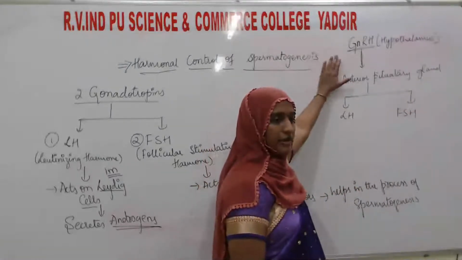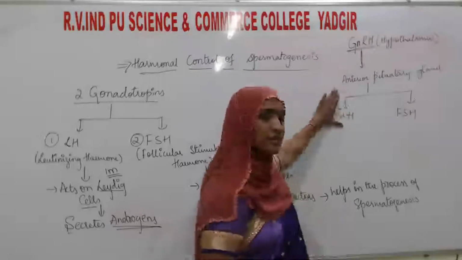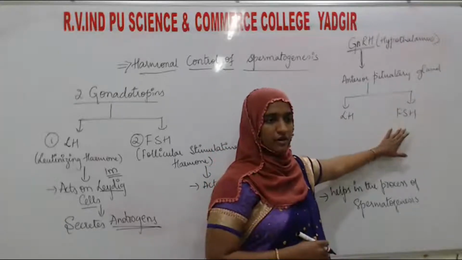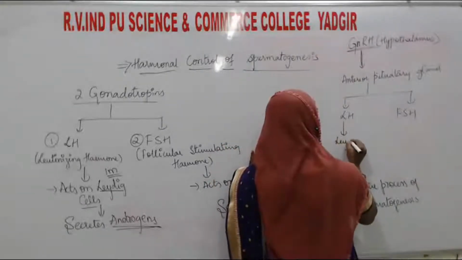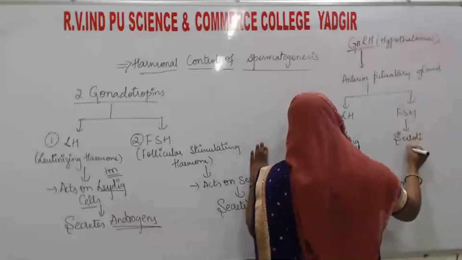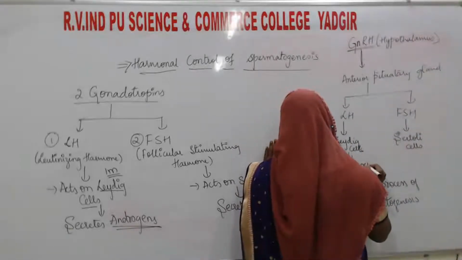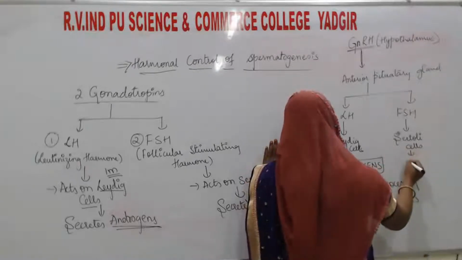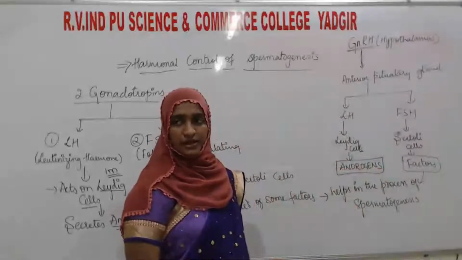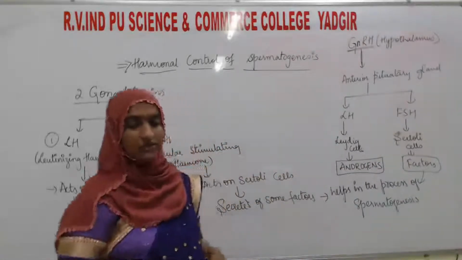In short, gonadotropin releasing hormone is released from the hypothalamus, acts on the anterior pituitary, which stimulates the secretion of two hormones: luteinizing hormone and follicular stimulating hormone. This luteinizing hormone acts on Leydig cells. FSH acts on Sertoli cells. Leydig cells will secrete the androgens. The Sertoli cells secrete some factors. Those factors are necessary for what? For spermatogenesis. Understood? So this is the hormonal control of spermatogenesis. Next we will go for the structure of a sperm.